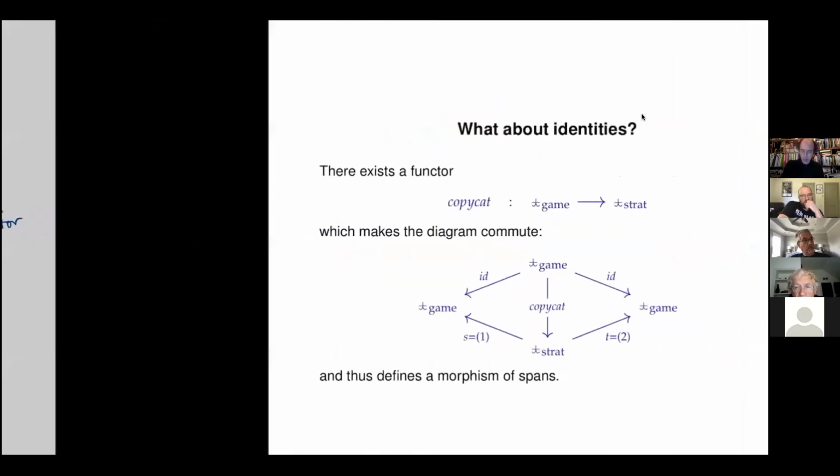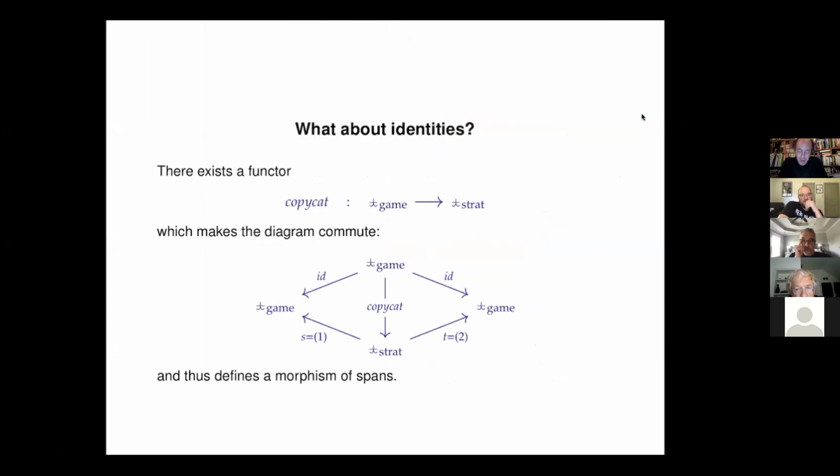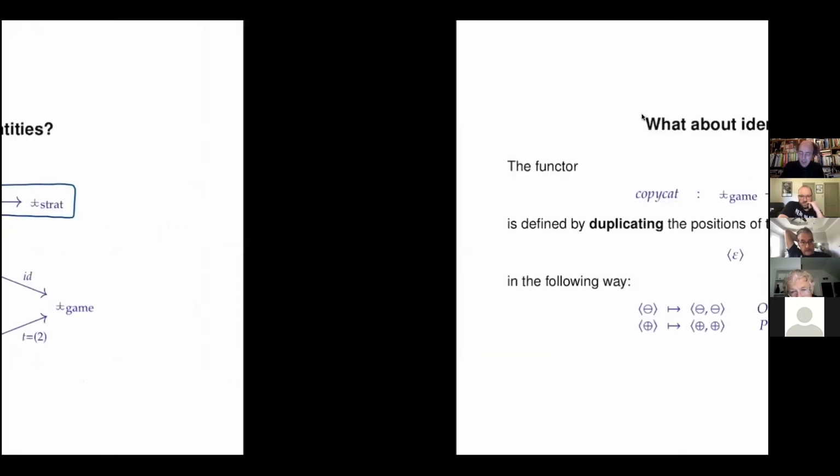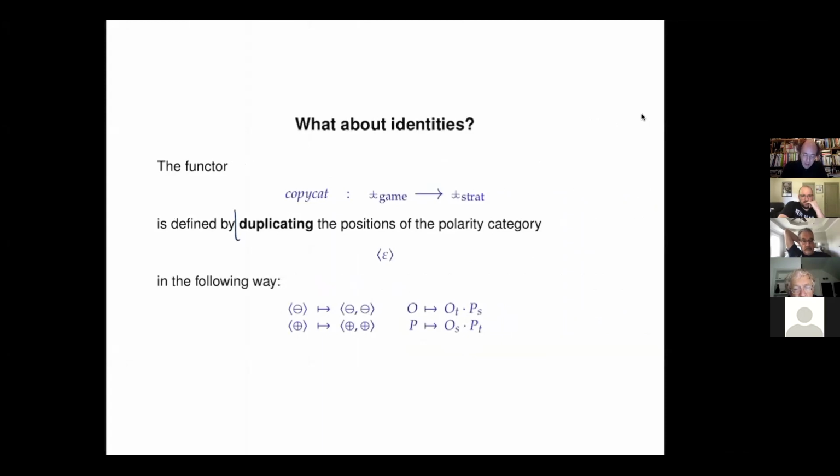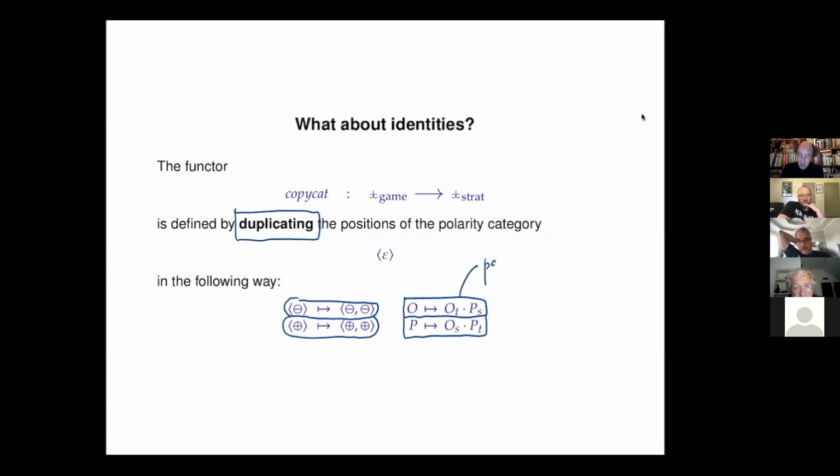Now, what about identities? There is something absolutely wonderful, which is that there exists a functor, copycat, which goes from the template of game to the template of strategies. And it does something which in computer science was never really considered. What it does is it will duplicate the positions of the polarity category. So what this means is that minus will be mapped into minus minus, and plus will be mapped into plus plus. And what is even more remarkable is that here, the edge O will be mapped to a path OTPS, and P into a path OSPT. And what is important here is that they are paths, they are not edges.